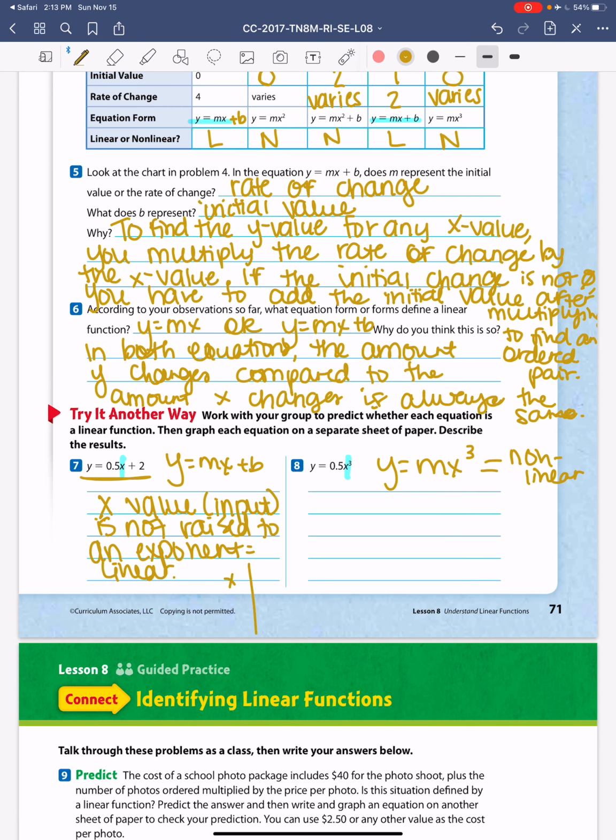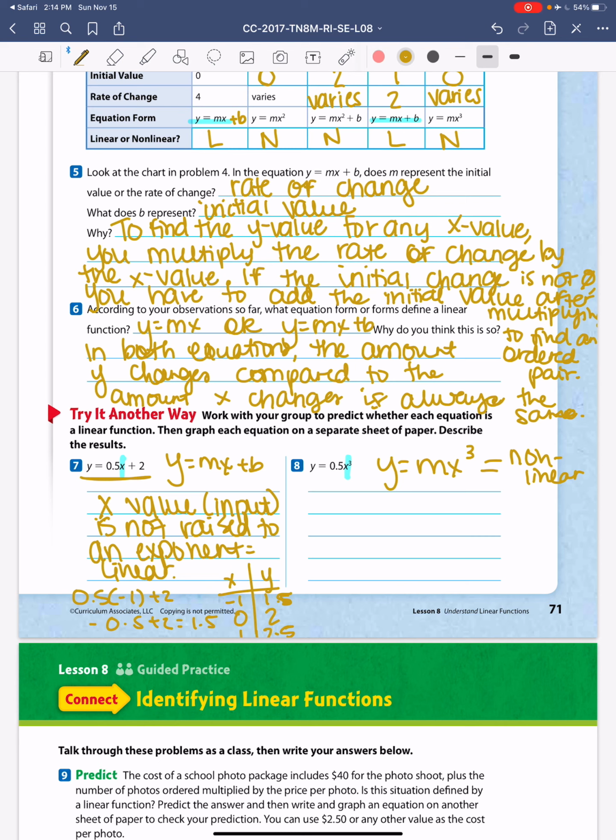I could have my x's and my y's, so I could have x equal to -1, 0, 1. Let's see. If I had my x equal to -1, then I would do 0.5 times -1 plus 2. Well, that's -0.5 plus 2, which is 1.5. Then I'd have the next one, which is 0.5 times 0, which is 0, plus 2, it's just 2. Then I would have 0.5 times 1, which is 0.5, plus 2, which is 2.5.